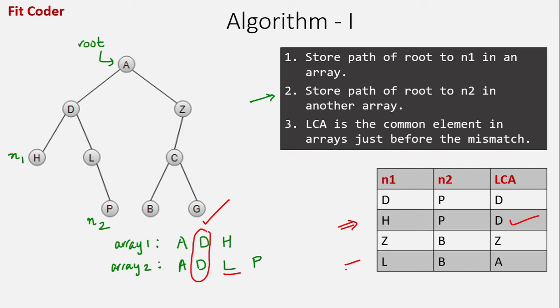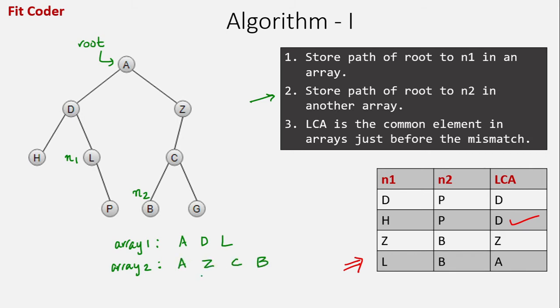Now let's check the fourth example. Node 1 is L and node 2 is B. The path from root to node n1 is A, D and L, and the path from root to node n2 is A, Z, C and B. So here the mismatch is on the second node. So the LCA is the first node, which is A. In this manner we can find the LCA using this algorithm.